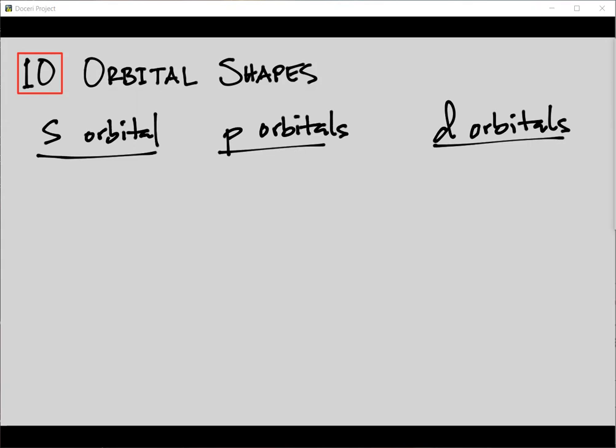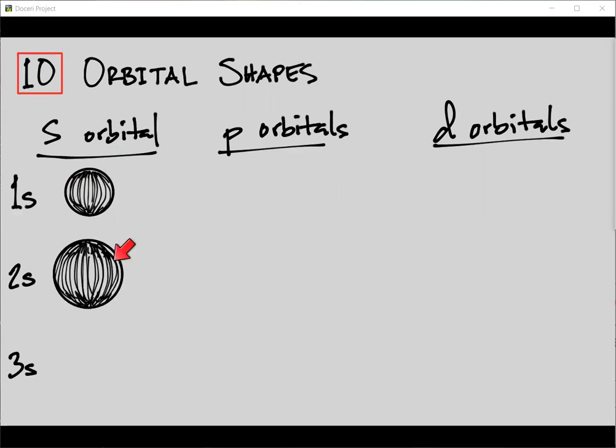So for example, an s orbital is spherical in shape, right? So if you have a 1s orbital, it would be spherical. A 2s orbital is an s orbital in a higher energy level, which is 2, which would be larger in energy and also larger in size. A 3s orbital would be even larger with higher energy.